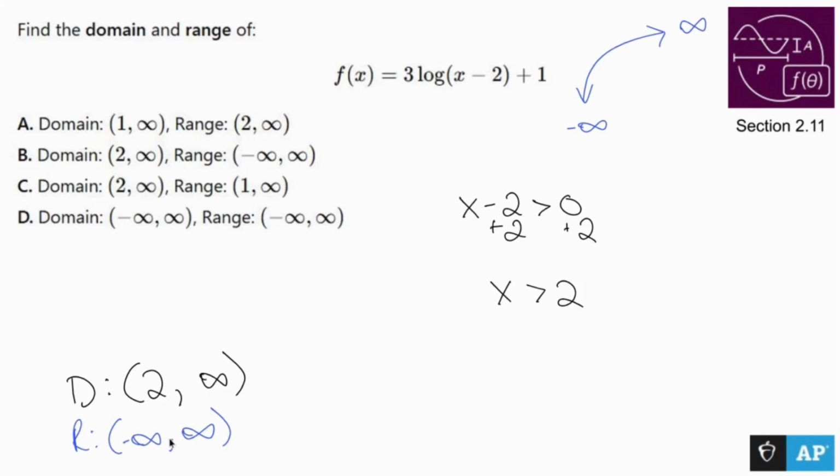The range is going to be any possible number, so if the domain is 2 and forever and the range is everything, we get B.